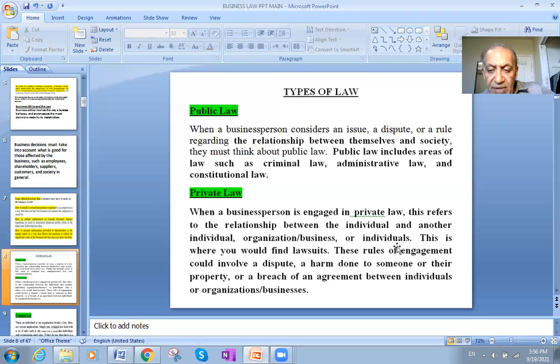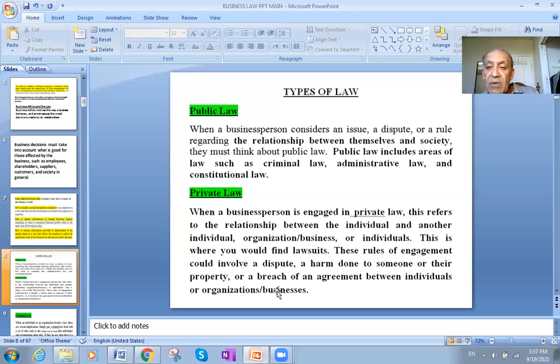Organization, business, or individual, this is where you would find lawsuits. These rules of engagement could involve a dispute, a harm done to someone or their property, or a breach of an agreement between individuals or organizations or business entities. So private law covers business with individual, business with business, individual with individual.